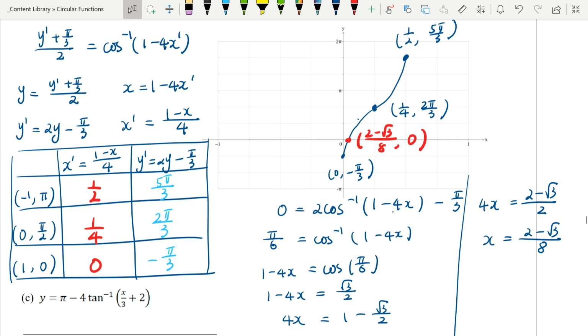Okay, if you finish the cosine inverse one, can you try to think about the transformation for the tan inverse? What kind of transformation are you trying to do? And set up the tables.